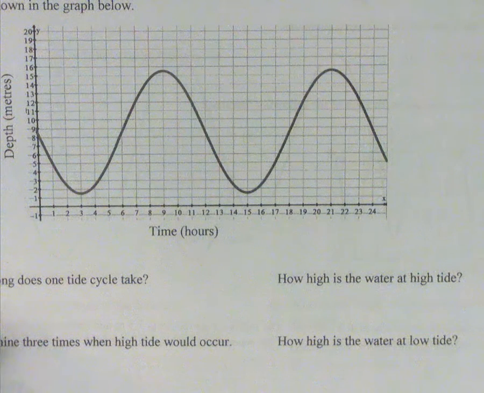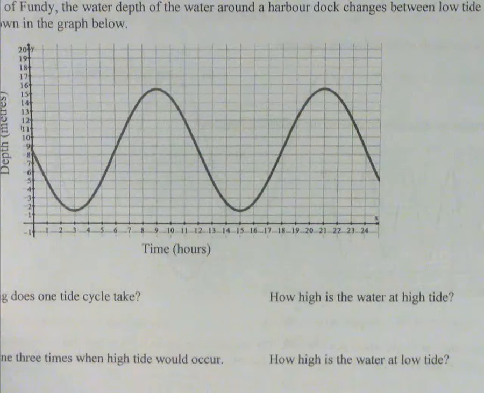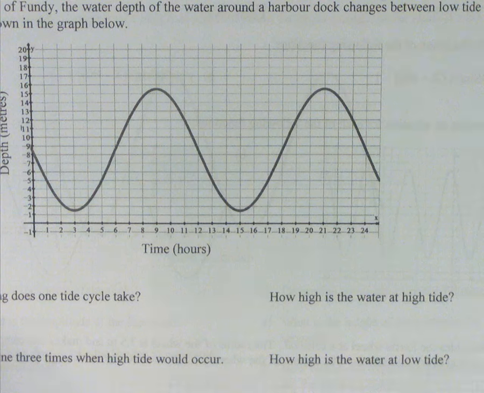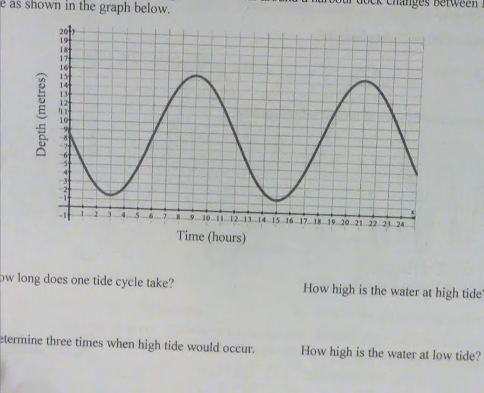Okay, so we're going to be in the Bay of Fundy, and the depth of the water around a harbor dock changes between low tide and high tide, as shown in the graph below. In this case, we're not drawing the graph, we're just going to look at reading it. So how long does one tide cycle take?